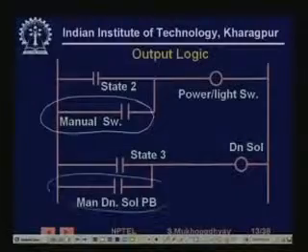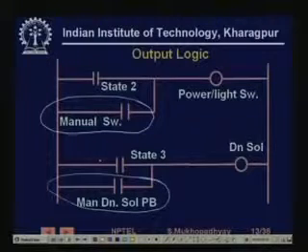Here we have put a manual switch. So if the PLC is running and you press the manual switch, then the power light switch may also be made on. Similarly, we can have a manual down push button. This is just to demonstrate that you can put additional logic to include manual operation of the system. Otherwise this program simply says that while you are in state 3, the down solenoid will have to be activated. Very simple.